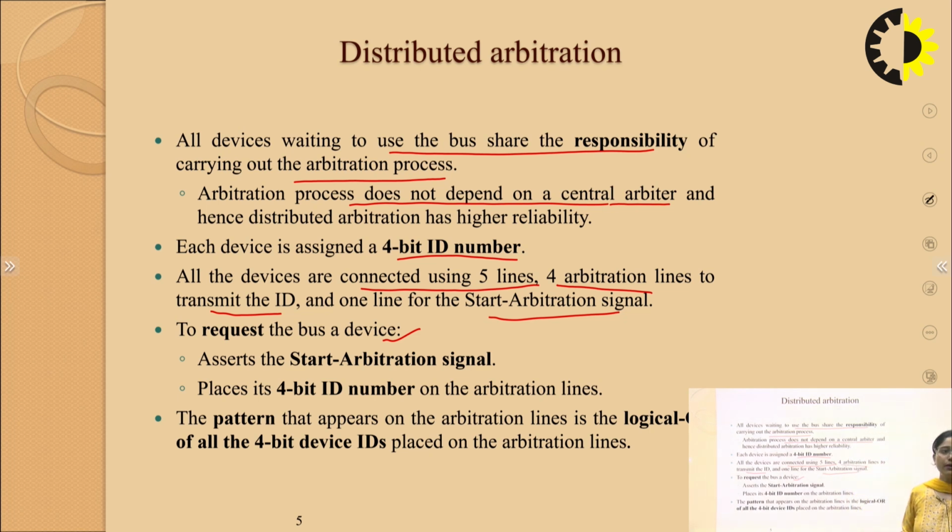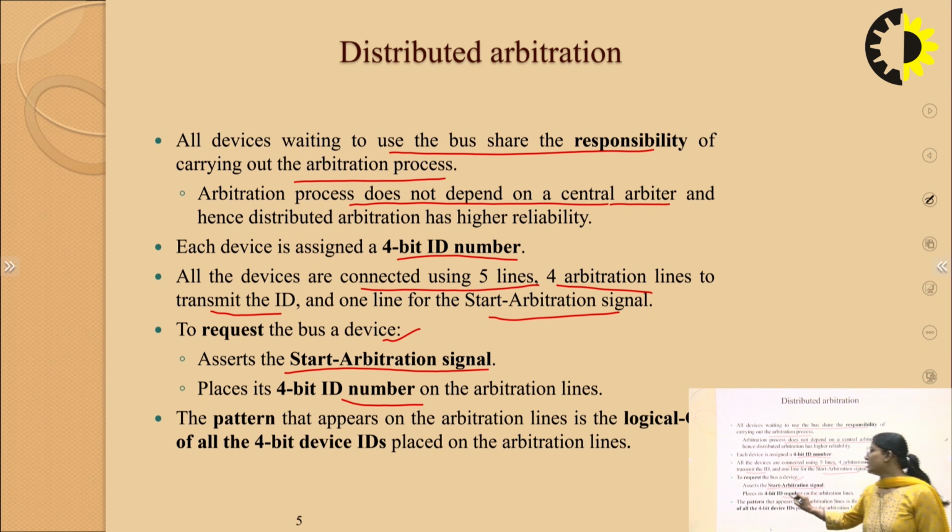When a device wants to request the bus, it starts the start arbitration signal. It asserts the start arbitration signal and places the 4-bit ID number on the arbitration line. We have a unique 4-bit ID number. Only with the help of that unique ID number, it will analyze the device, on which device it is sending the data or the signal, or from which device it is receiving the data or the signal.